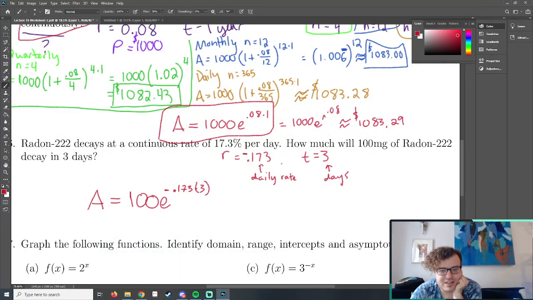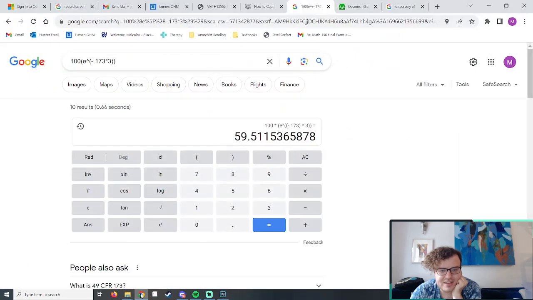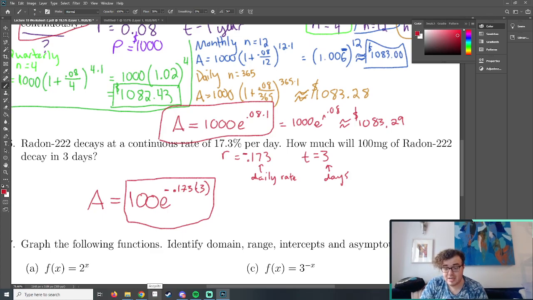They don't actually say to round your answer, which is a little bit silly. But if they say to round your answer, round it to that spot. If they don't, you can actually just give me the expression that you would have put into the calculator. Like, this would be the correct answer, if that makes sense, if they don't say to round, because rounding will give you an approximate answer. This expression is the exact amount of radon 222 that will be left in 3 days.